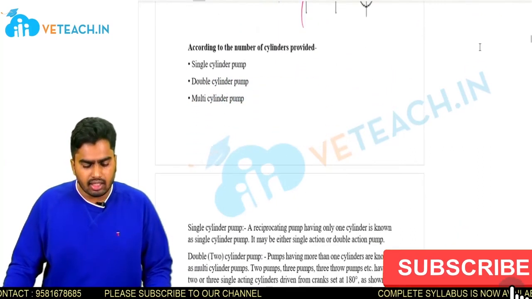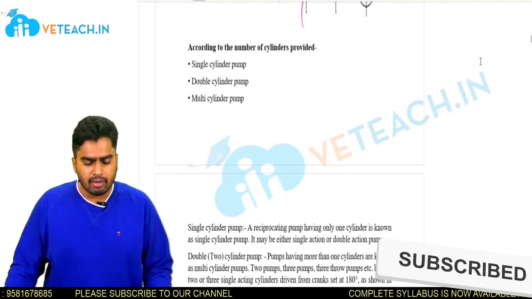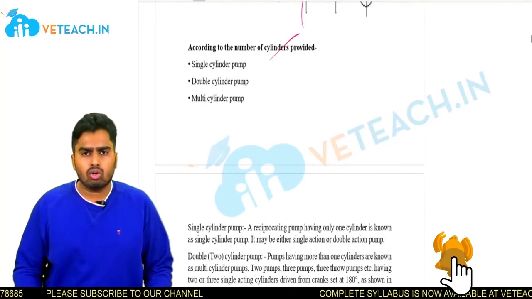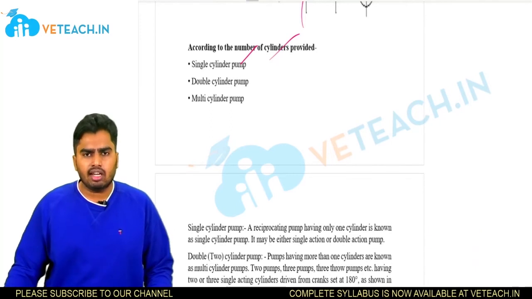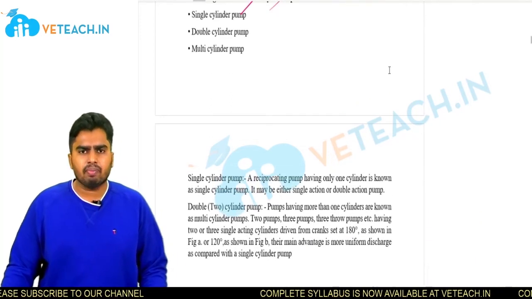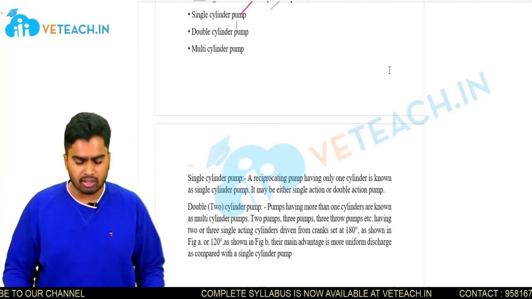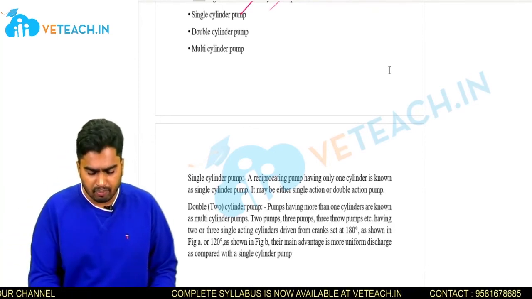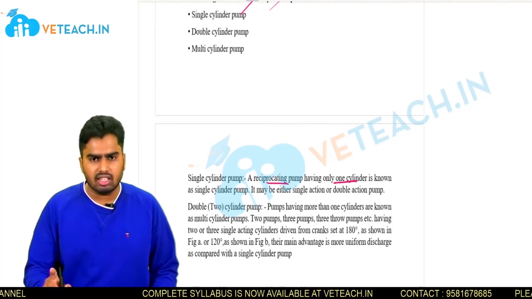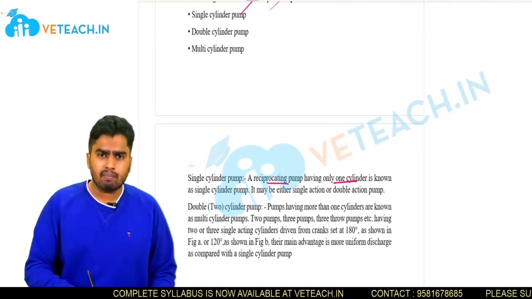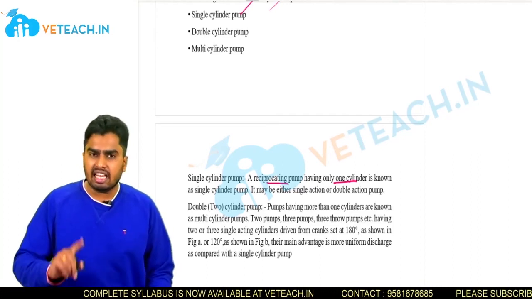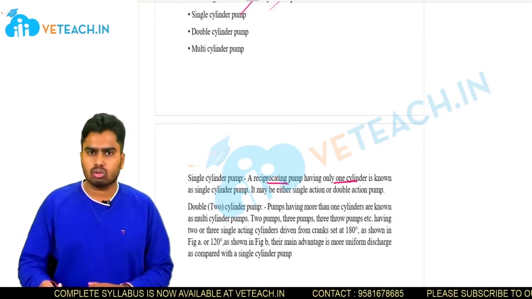And let us see the classification of the reciprocating pumps based upon the number of cylinders. So there may be a single cylinder pump, double cylinder pump and multi-cylinder pump. If the cylinders are 2 or more than 2, usually we name it as a double cylinder pump, right? So what happens in a single cylinder pump? A reciprocating pump will have only one cylinder, okay? And a single cylinder pump can be either single acting or maybe double acting also, right?